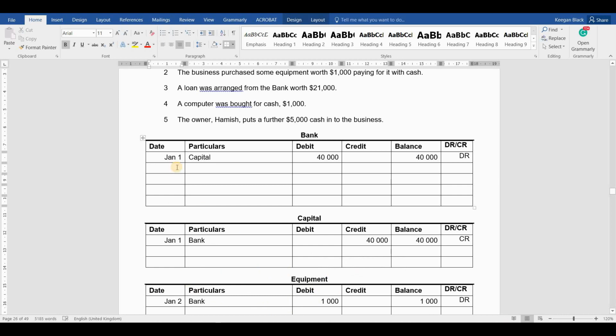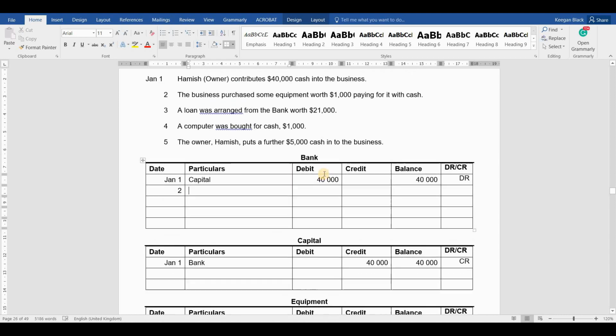Now I go to my bank account. In my bank account, I am going to decrease it because I'm spending money on buying equipment.